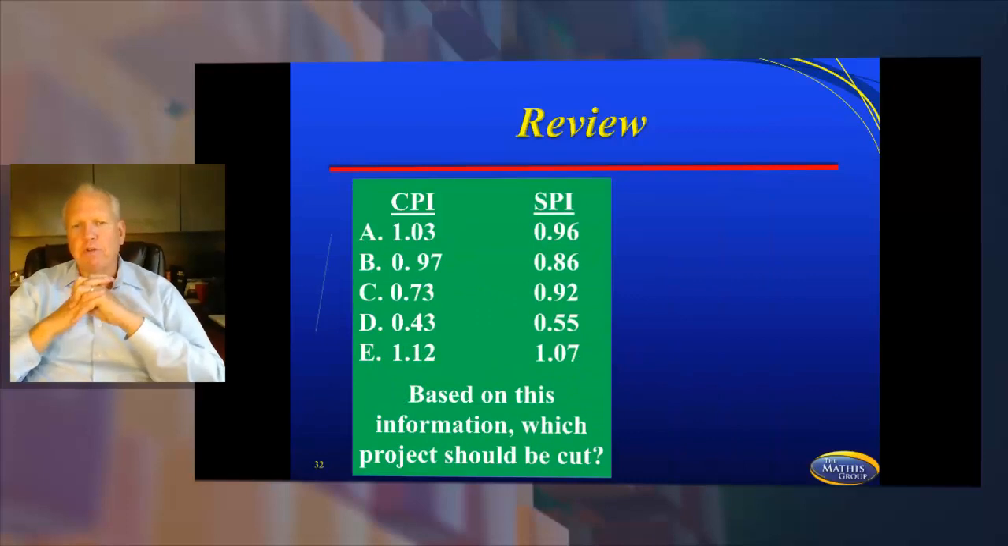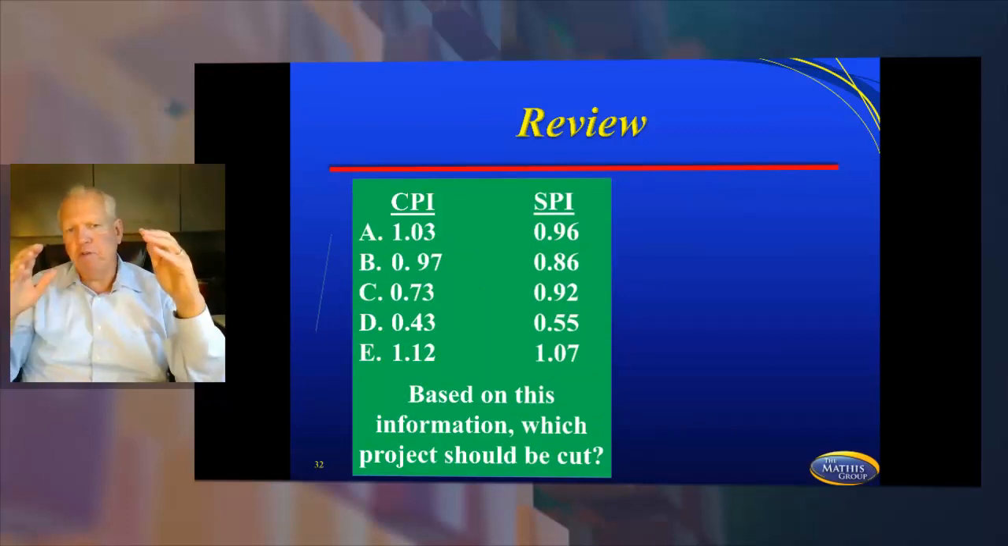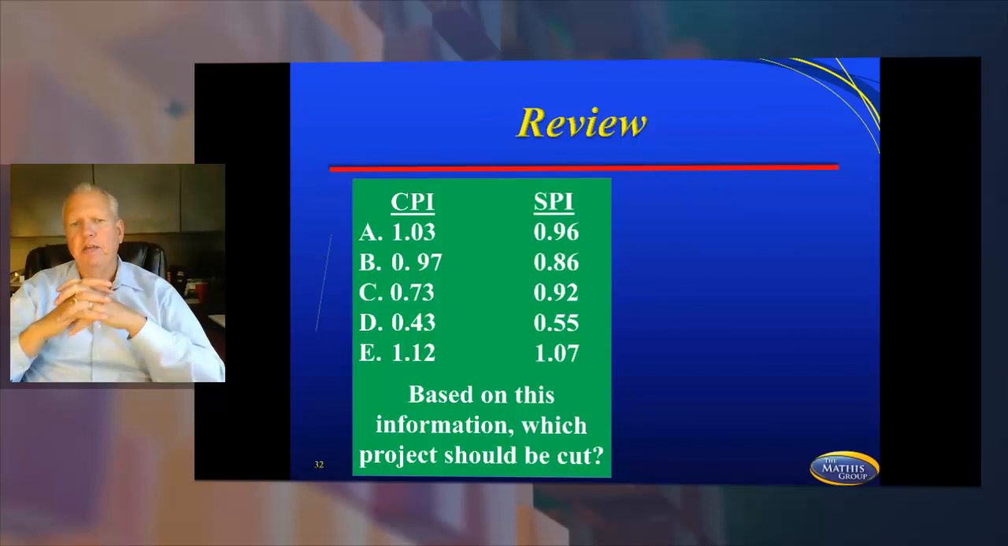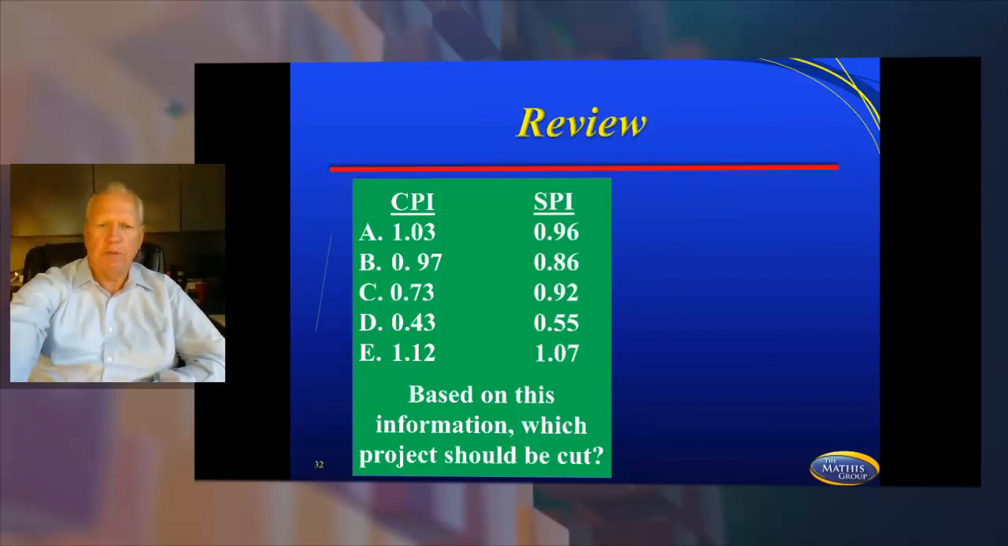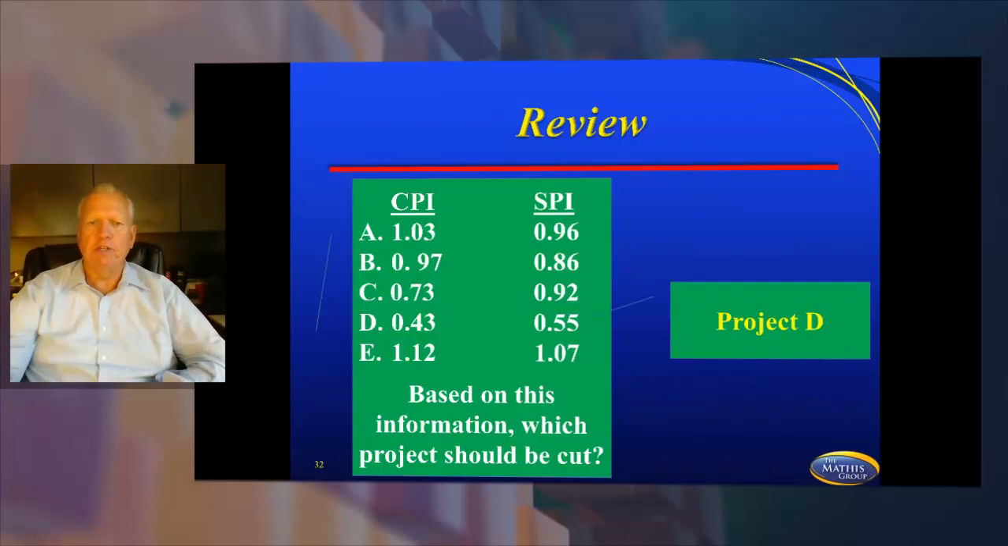One of the things they will do on the test from time to time is give you like 15 different projects, and they'll say, based on this information, which project should you cut? And so I only have room for 5 here, but based on this information, which project would you cut? And the answer should be what? D is the one that's performing the worst. So that would be the project I would cut.